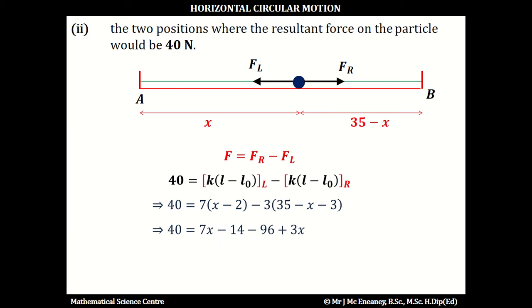So this means 40 equals 7x minus 14 minus 96 plus 3x. Bringing all the x's to the right, you get 10x. All the constants to the left, you get 150. And this then means x would be 15 meters from the left-hand wall.